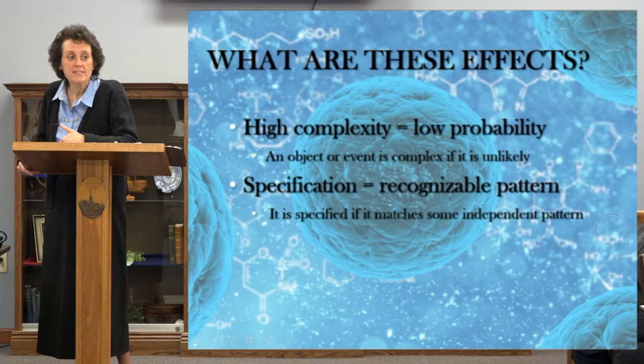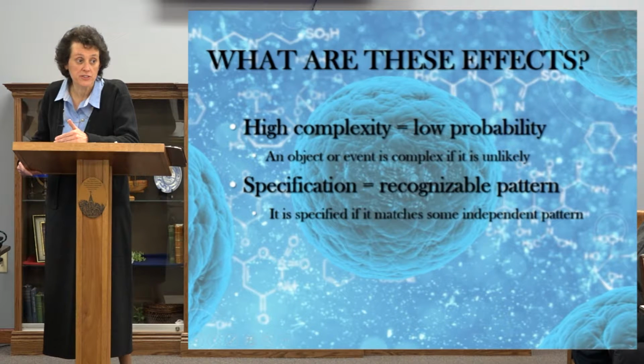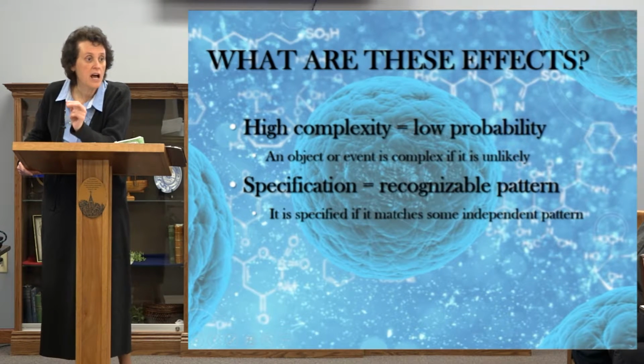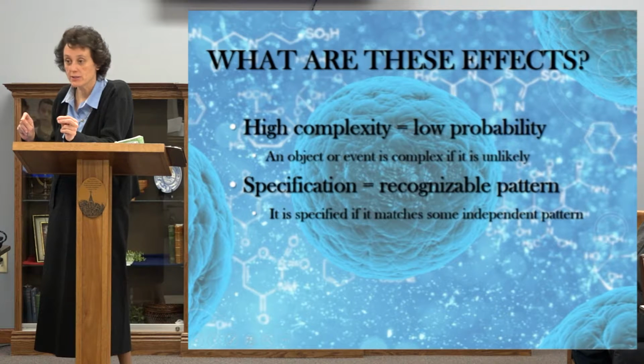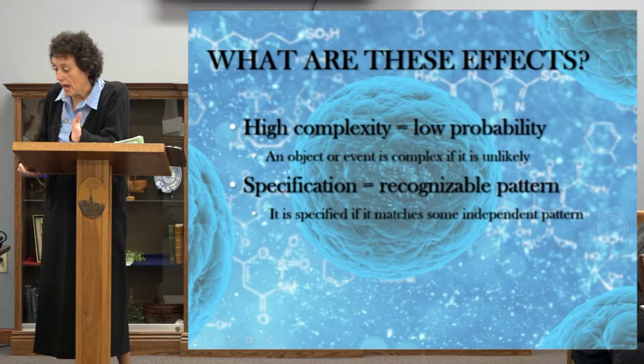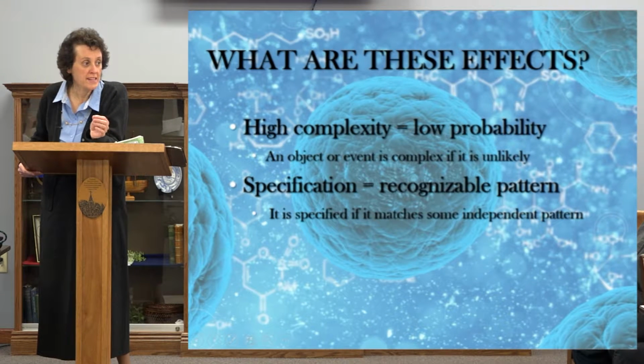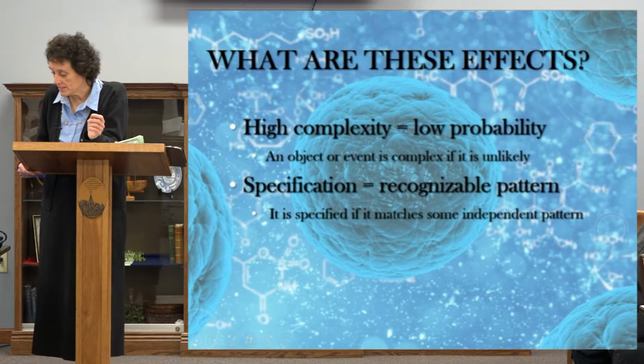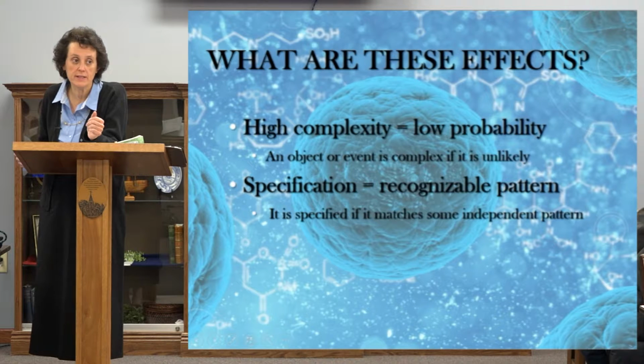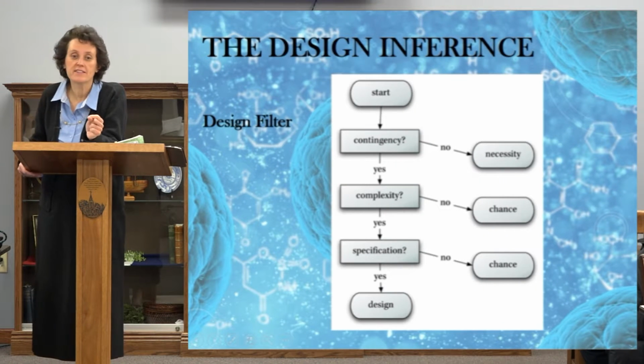So William Dembski says that we can distinguish the effects of intelligence by looking for what two things? What are those two effects? High complexity, which has a low probability, and then specification, which is a recognizable pattern. So an object or event or sequence or process is complex if it has a low probability of occurring. Then an object, event, or sequence is specified if it matches an independent pattern. Here is the design filter. Not exactly the way William Dembski put it, but this is how the intelligent design proponents use their design filter.